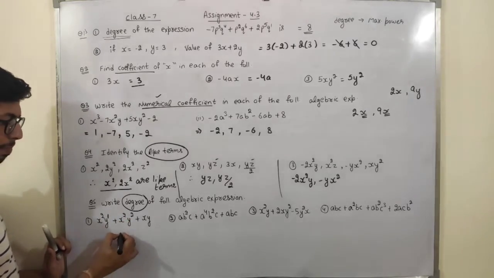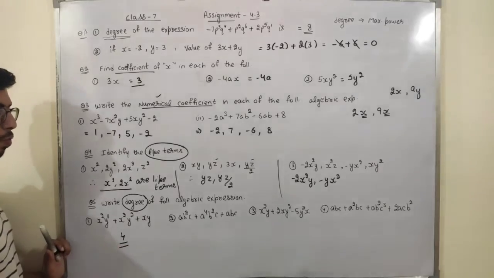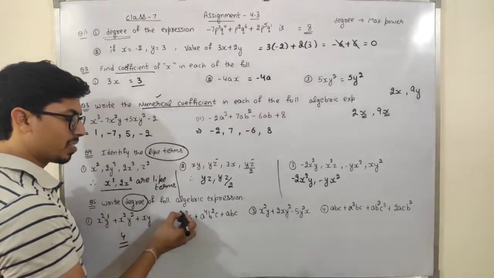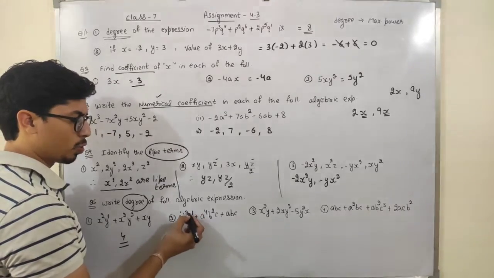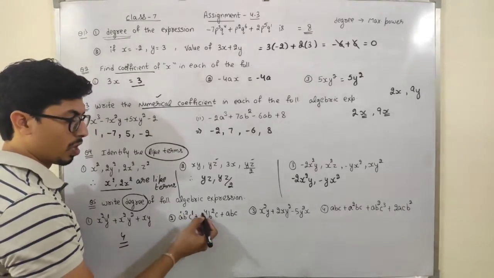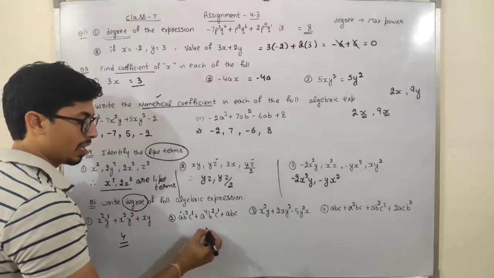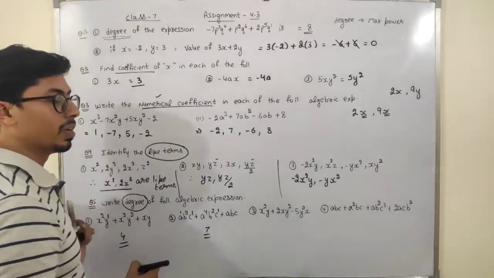Yes, 4 is the maximum. So the degree is 4. Okay. Now with this 2, nothing is here. I can write 1. So 2 plus 1, it is 4. 4 plus 2 is 6, plus 1, 7. Yes, this is maximum because this is 3. So the degree is 7.